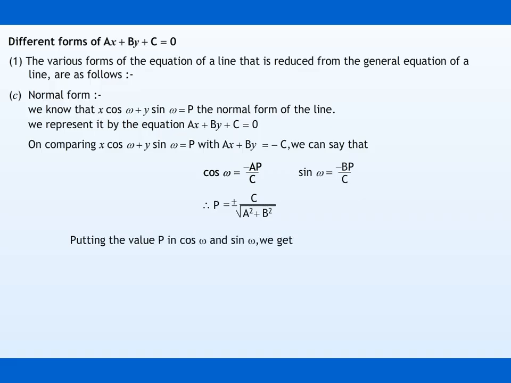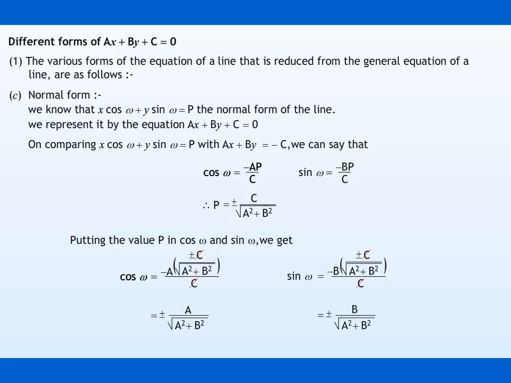Putting the value of p in cos omega and sin omega, we get cos omega is equal to minus a into plus or minus c upon root a square plus b square, upon c, which is equal to plus or minus a upon root a square plus b square. Similarly, sin omega is equal to minus b into plus or minus c upon root a square plus b square, upon c, is equal to plus or minus b upon root a square plus b square.